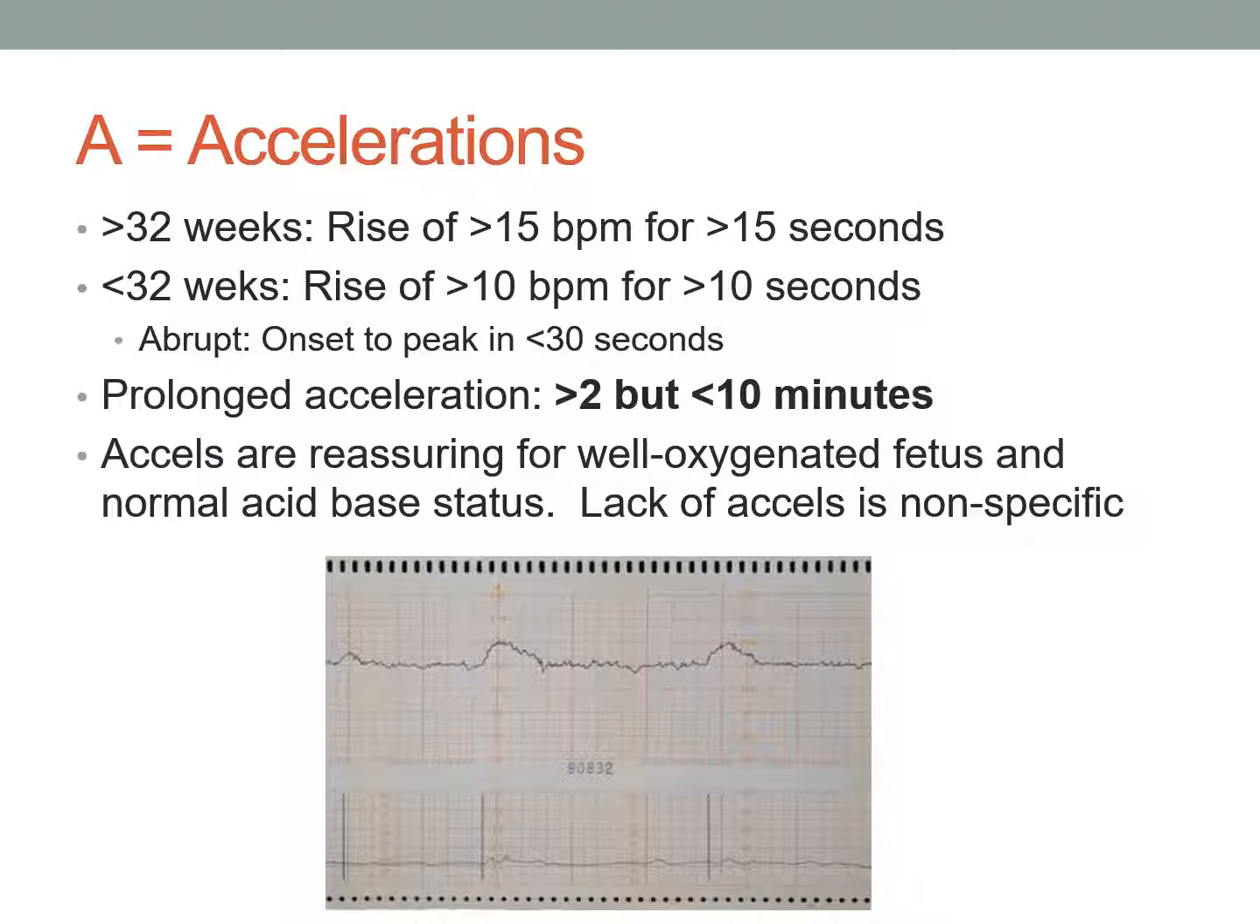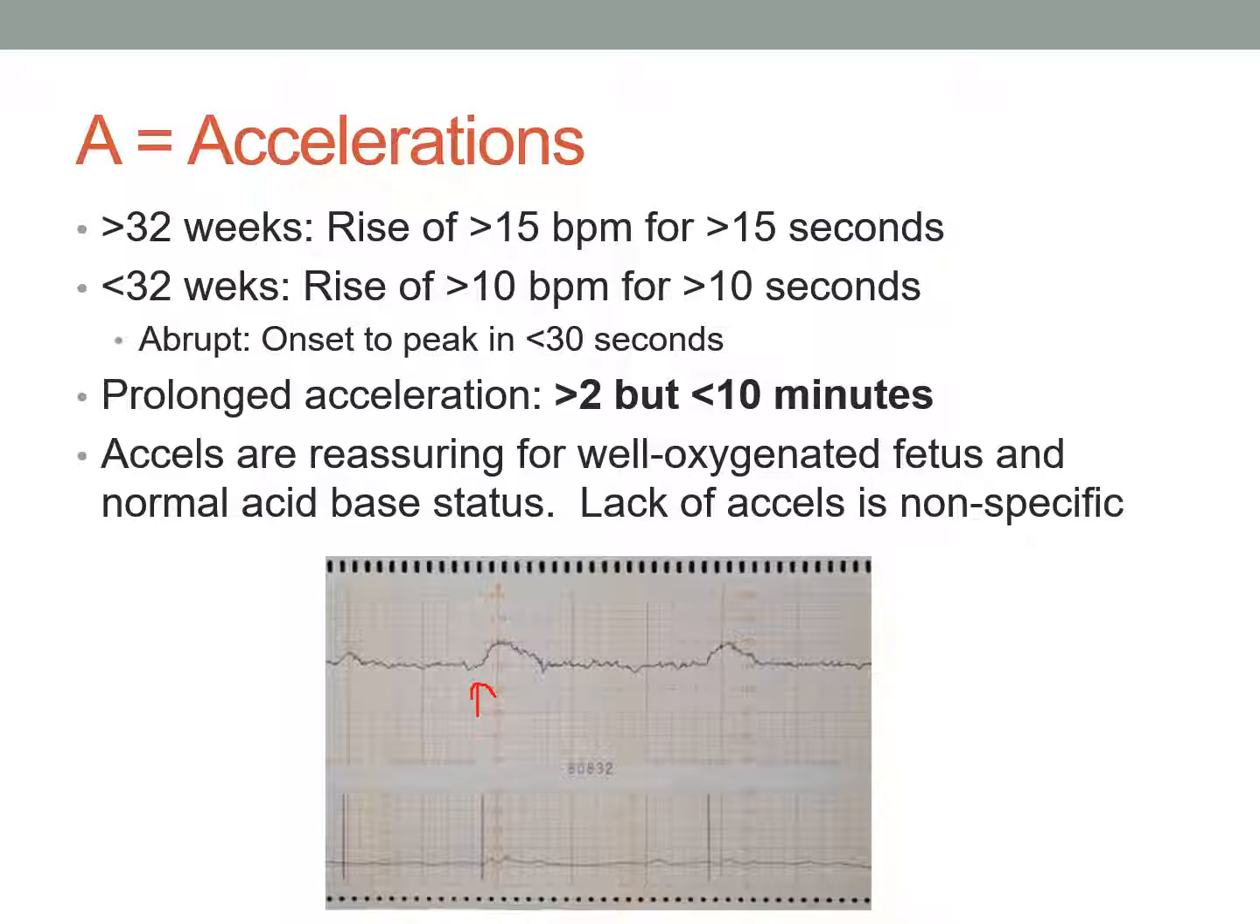Now, accels are abrupt. The onset of the acceleration to the peak of the acceleration should take less than 30 seconds. If you see an example right here, there is the onset of the acceleration, and from here to here is only less than 30 seconds before you get to the peak of the accel. Accels are good. Accels are reassuring that you've got a well-oxygenated fetus and a normal acid-base status.